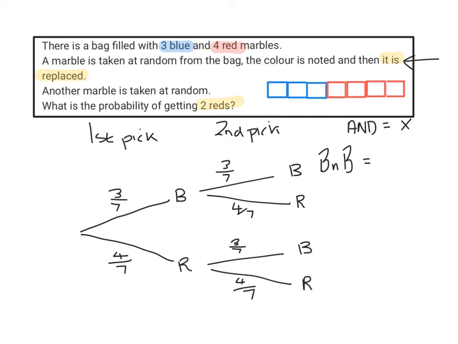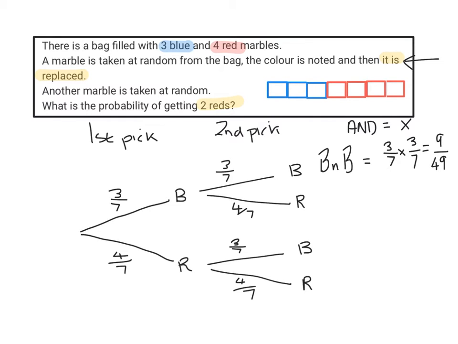So we need to be timesing 3 out of 7 times 3 out of 7. 3 over 7 times 3 over 7. When you times fractions, you just times the top times the bottom. 3 times 3 is 9. 7 times 7 is 49. I'm not going to simplify, even if I could, because that's going to get confusing later on.